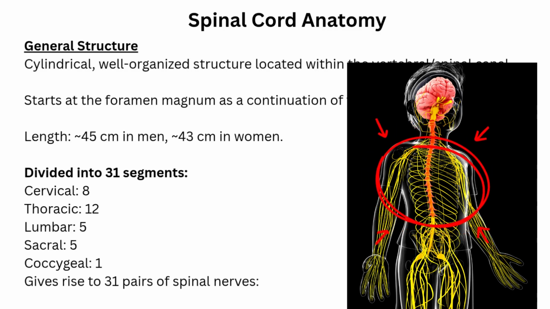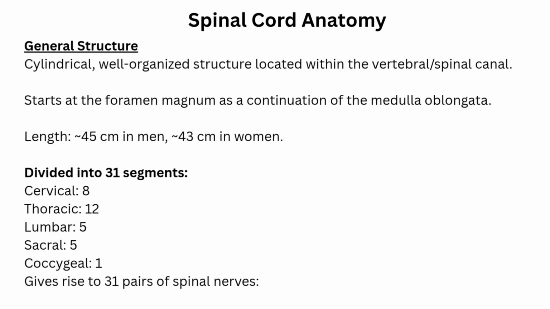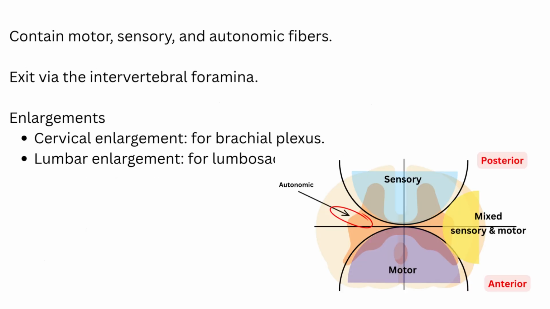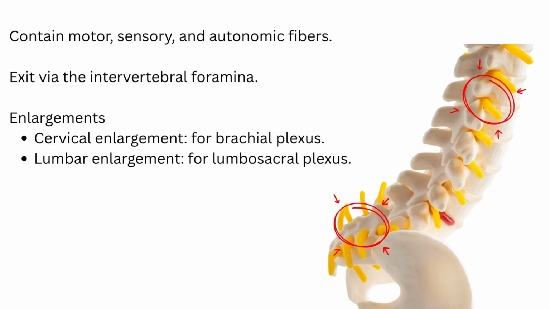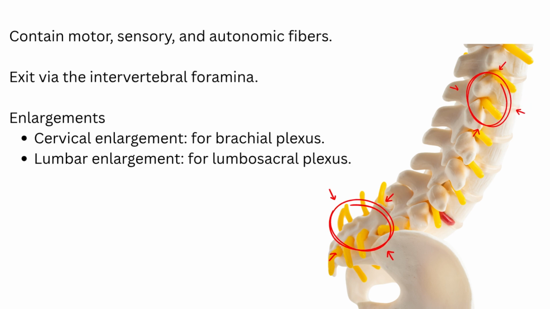It is divided into 31 segments: 8 cervical, 12 thoracic, 5 lumbar, 5 sacral, and 1 coccygeal. So in total we have 31 pairs of spinal nerves coming from the spinal cord. If we look at a spinal cord section, it contains motor, sensory, and autonomic fibers. The spinal cord has 31 pairs of nerve roots, and they come out of the intervertebral foramen.